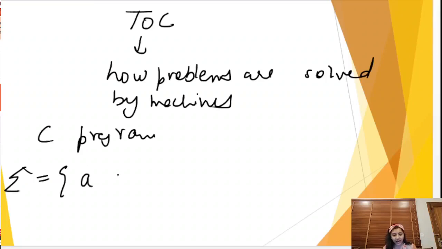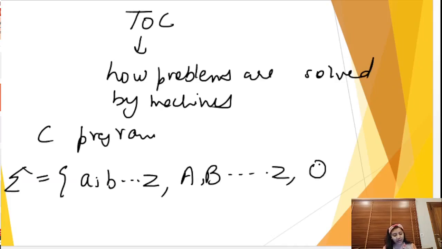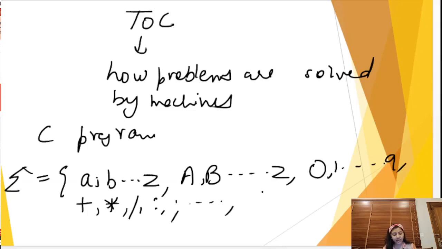I can have all my lowercase letters, A, B up to Z. I can have uppercase letters, A, B up to Z. I can have digits also, 0, 1 up to 9. I can have some operators also like plus, star, divide, colon, semicolon, and whatever other operators we have. Then I can have some directives like hash and all the basic symbols. So this is basically my alphabet set for writing any C program, and this is a finite set.